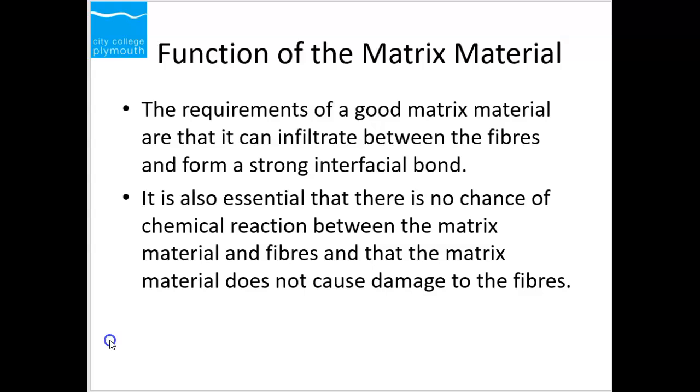Now, we need to make sure we choose a good matrix material that can infiltrate between the fibers and form a strong interfacial bond. If the bond is not strong, we haven't made a good composite material. We also need to make sure the chemistry of the matrix does not combine with the chemical composition of the fiber. Otherwise, they will combine and make something else, and then they will cause damage to the fiber and the whole composite. Hence, the composite properties will be very different.